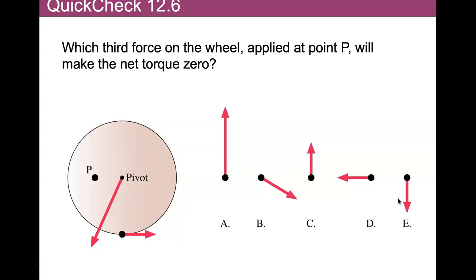D gives 0, E gives, again, a positive torque, wants to cause counterclockwise rotation. We don't want it. C is in the right direction, but it's not large enough, right? It looks like almost the same magnitude as this force at the bottom. B, again, the perpendicular component is in the wrong direction and it's very small. So the only thing that remains is A, and it works. It looks like the magnitude is almost twice the magnitude of the force at the bottom.